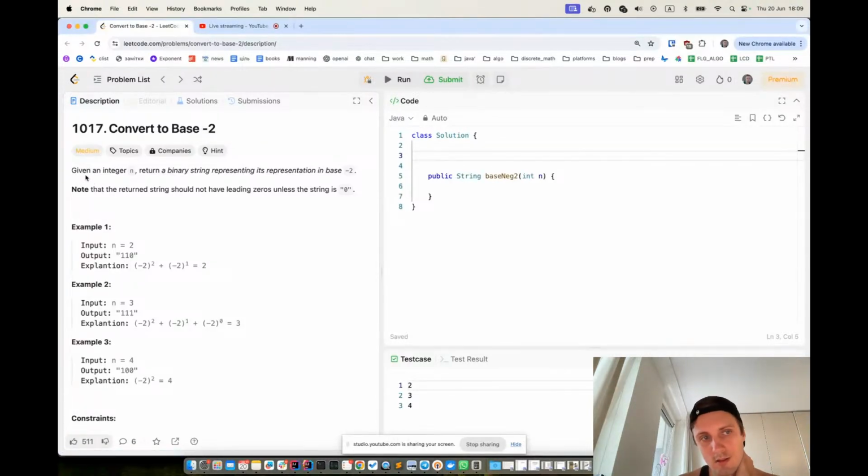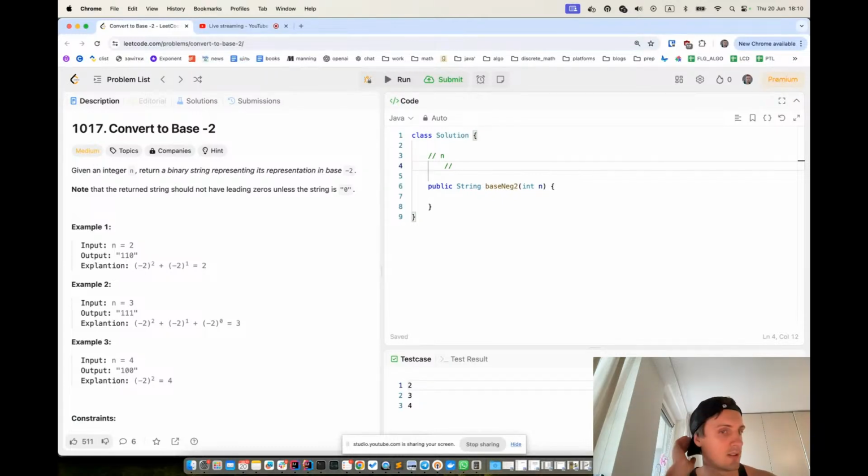All right. So we have integer n, and its representation is base -2. All right, interesting. Okay, understand. So we have some value n, and we want to have its representation without leading zeros. So how can we do this?